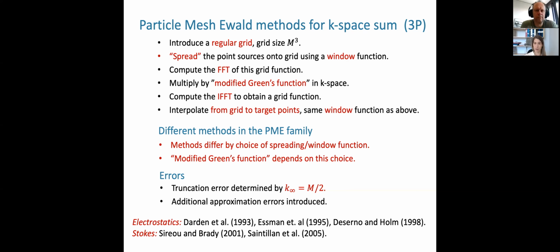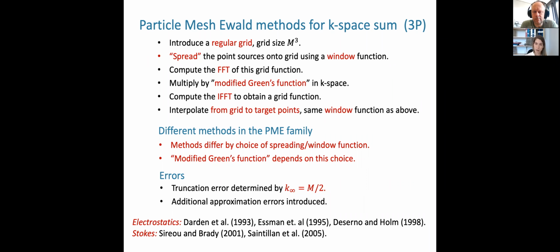So now you're back on a grid. And when you're back on a grid, you're going to interpolate from the grid to the target points. And you're going to use the same window function as you did before, because you want to know the solution in points which are not on the grid. So you have to do that.